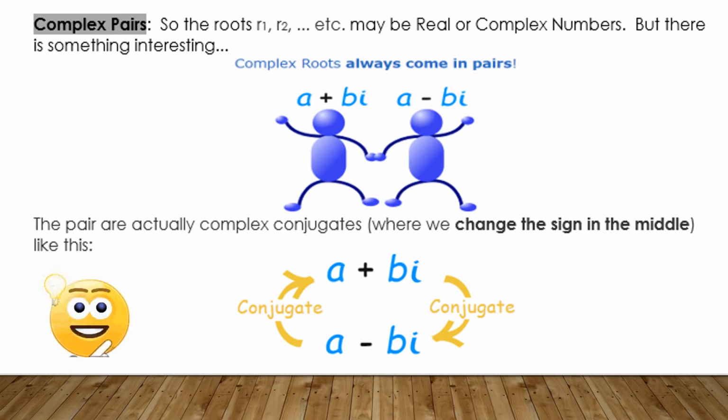In the illustration here, it explains that complex roots always come in pairs. So they are always partners. So looking at here, one is positive, the other is negative. So the pair is actually complex conjugates, where we change the sign in the middle like this one. So positive, negative. So they always come in pairs and they are always complex conjugates.